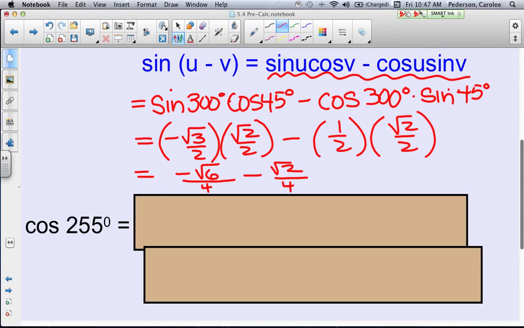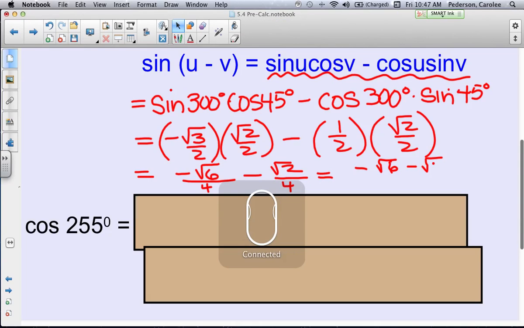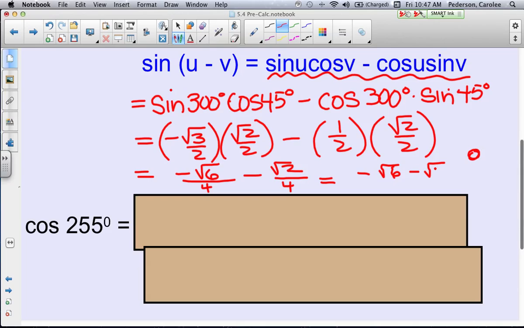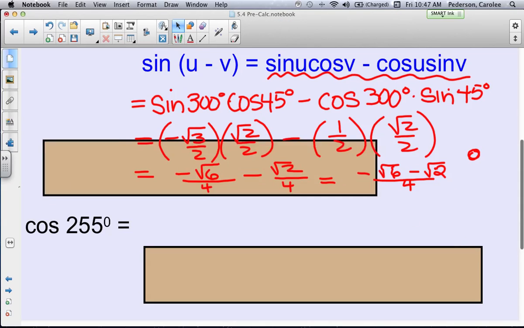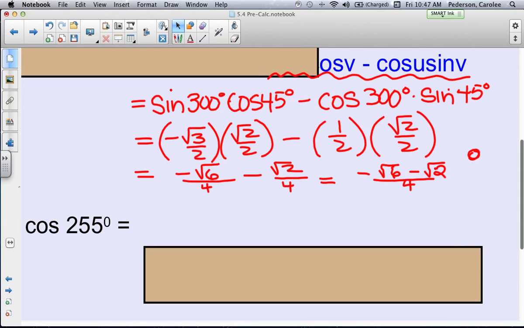Now I'm just going to clean up the fraction into one piece: negative square root of 6 minus square root of 2, all over 4. All right. Just going to remove that box back up here.